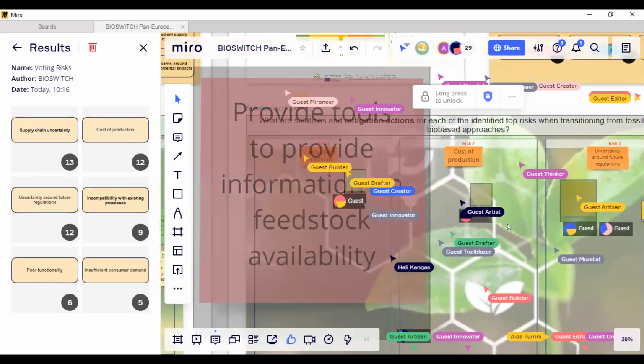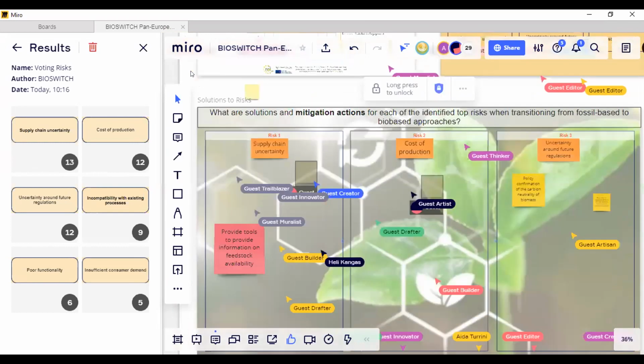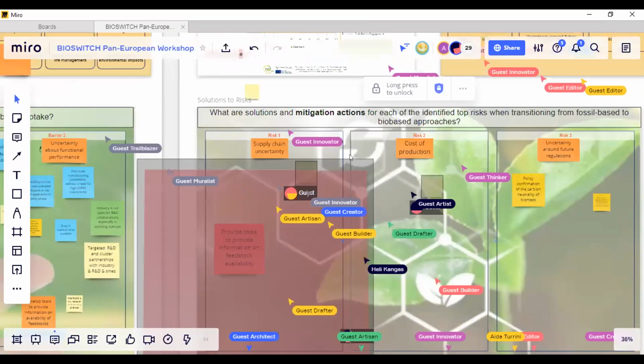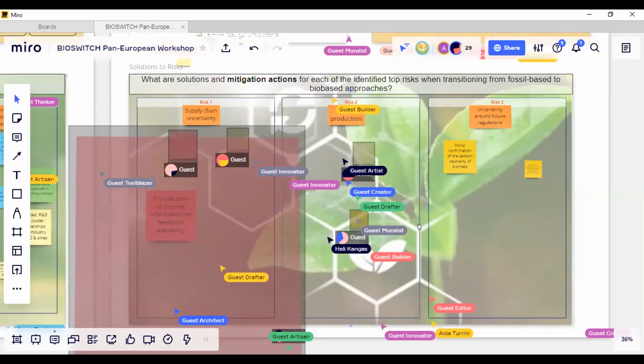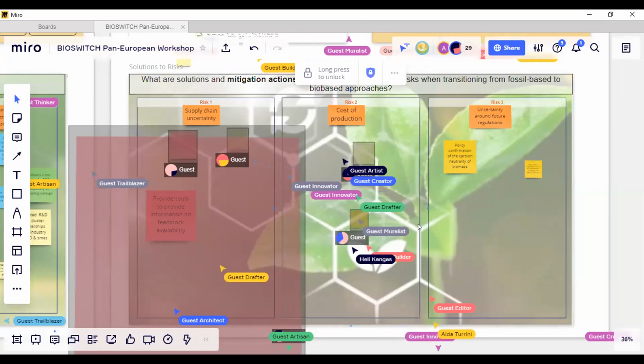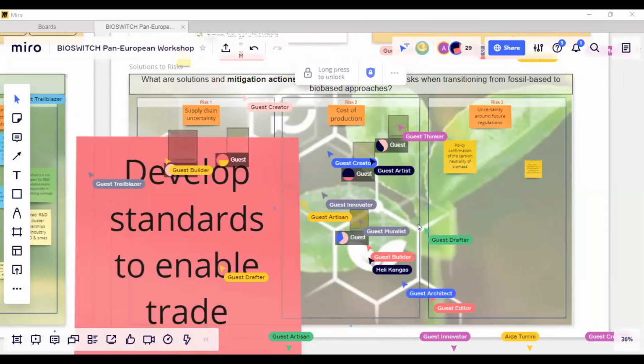We see the first replies coming in. Yeah, being size reduced a bit. That's very helpful. And supply chain uncertainty and cost of production are new risks which weren't prioritized as highly in our European study.